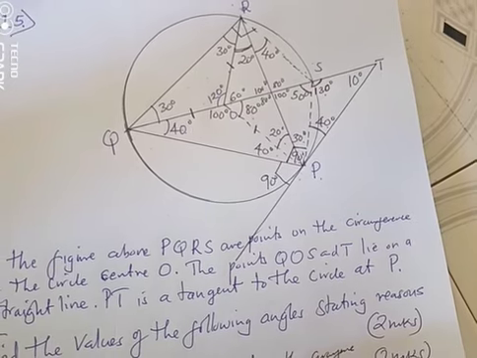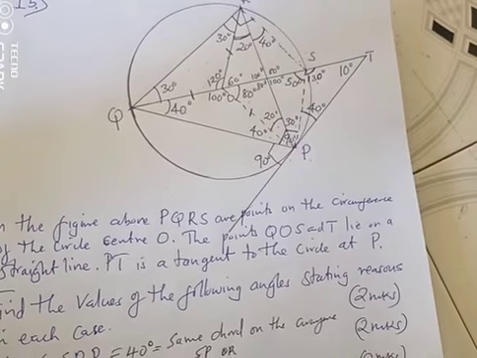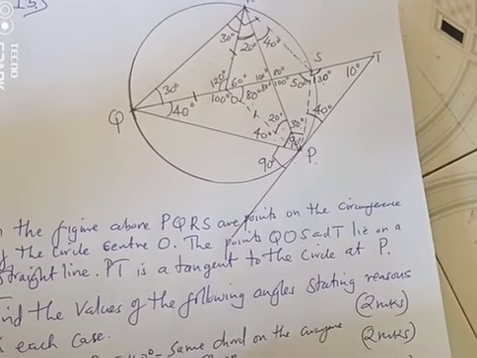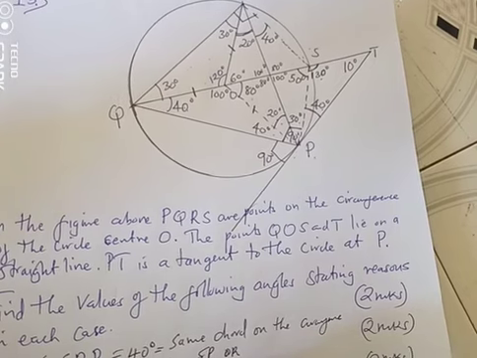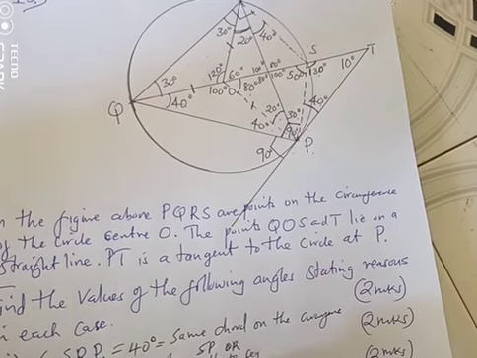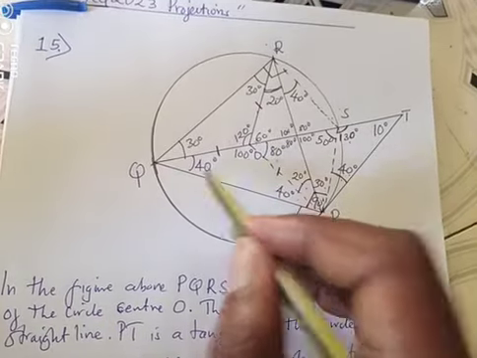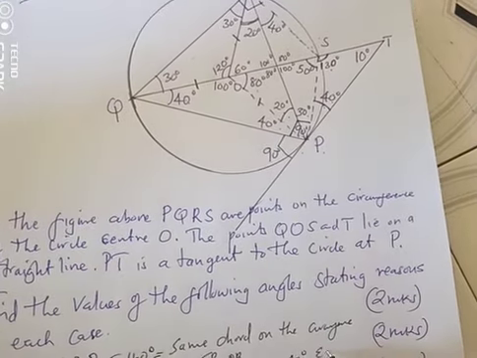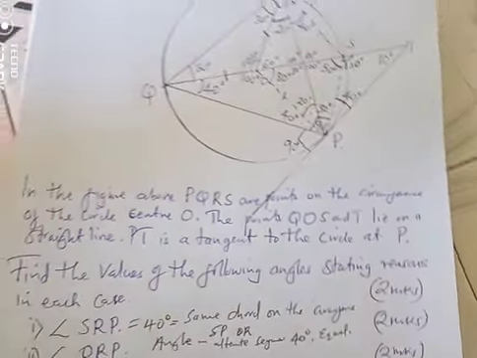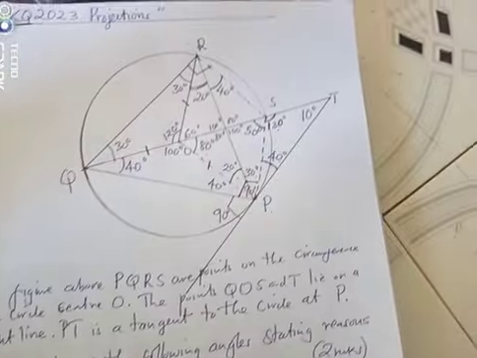Or we have many answers here. We also considered angles in alternate segments. So we can also say angles in alternate segments, and therefore angle 40, 40, 40, 40. They are all equal. Angles in alternate segments are usually equal.